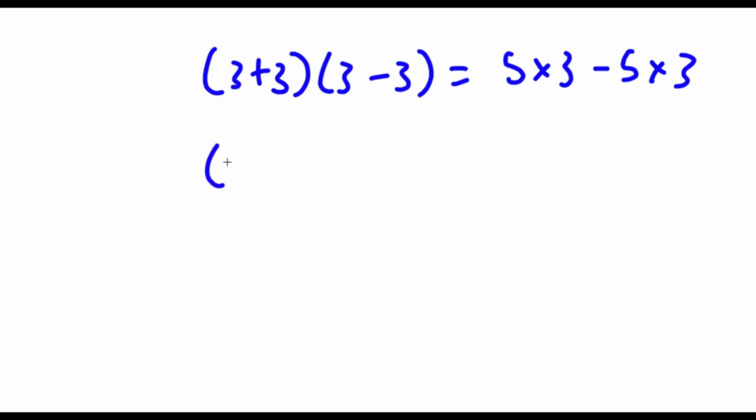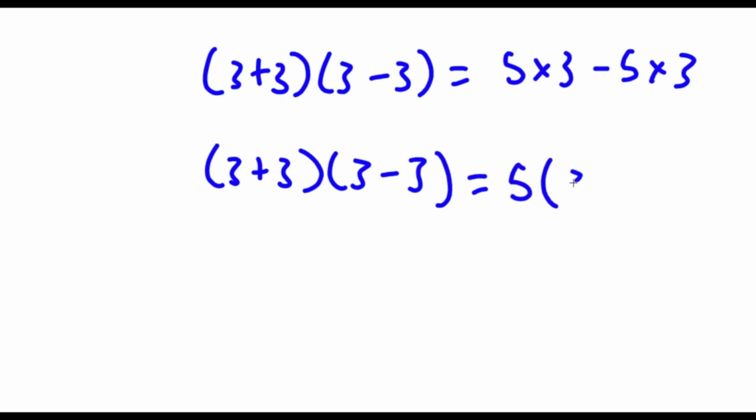Now, for my right-hand side here, I'm going to go ahead and factor out 5. So if I factor out 5, I get 5 times 3 minus 3. All I did was divide: 5 times 3 divided by 5 is 3, and negative 5 times 3 divided by 5 is negative 3. So that's how I got 5 times 3 minus 3.